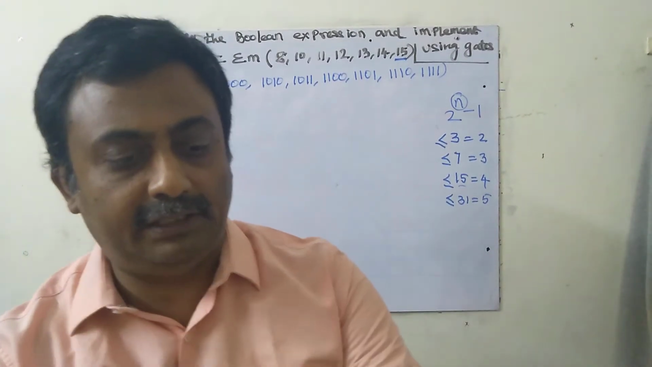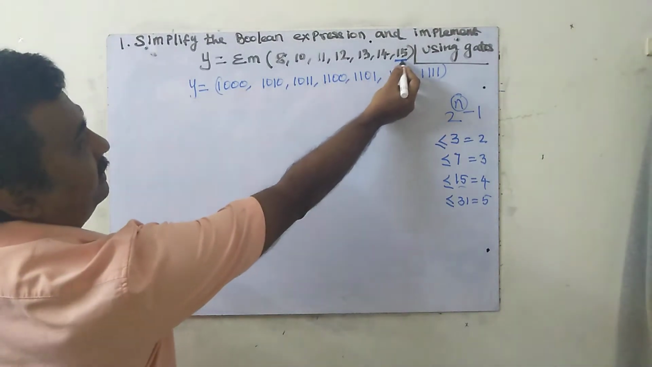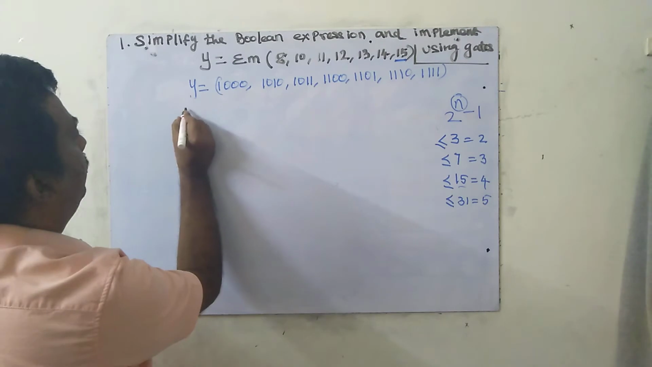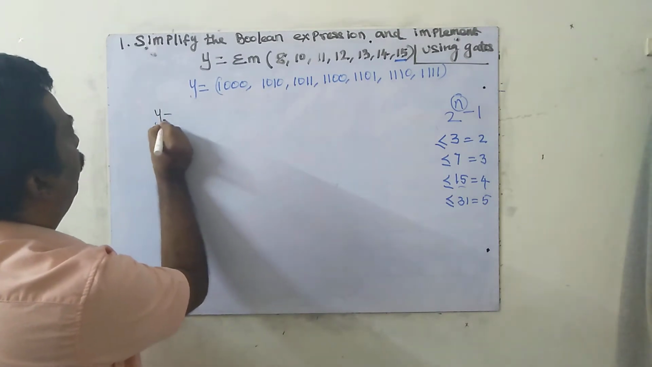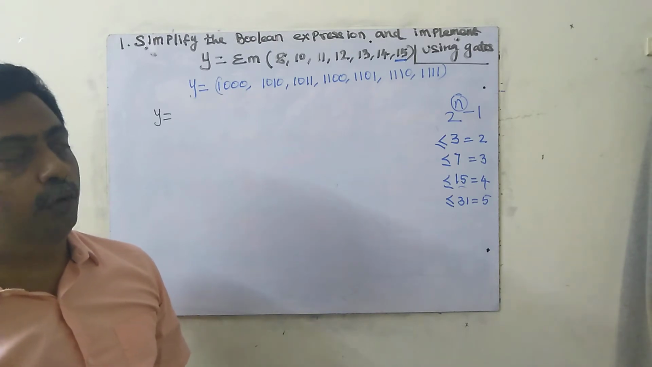The equivalent min term for this is nothing but 100. It is a 4 variable problem, because we have identified it as 15, 4 variable. A, B, C, D are the variables. So Y equals what am I going to write? Here I am going to write the canonical SOP form. What is meant by canonical SOP form?